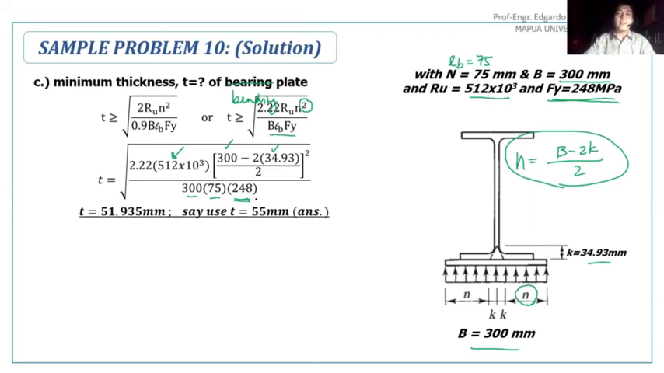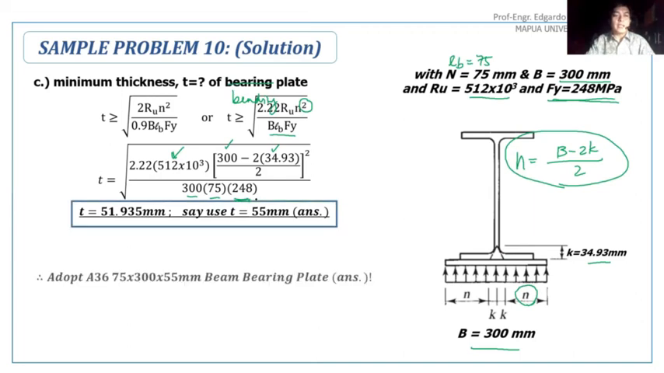So that's it. Finally, the design of our bearing plate would be A36. We have LB 75 by width 300 by thickness of 55. And that would be the actual final design of our bearing plate. So that is how we design beam bearing plates based on the three possible limit states or modes of failure. Okay, thank you for listening.